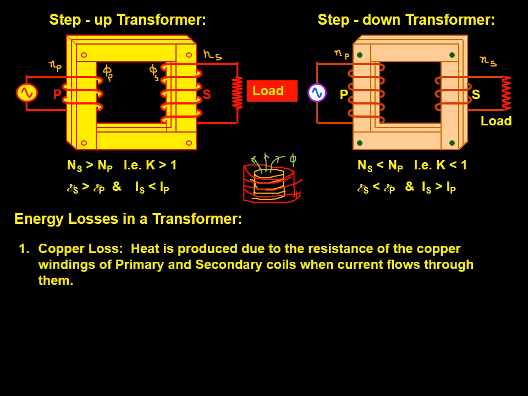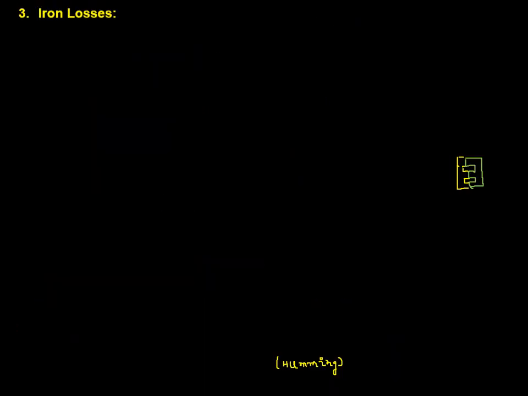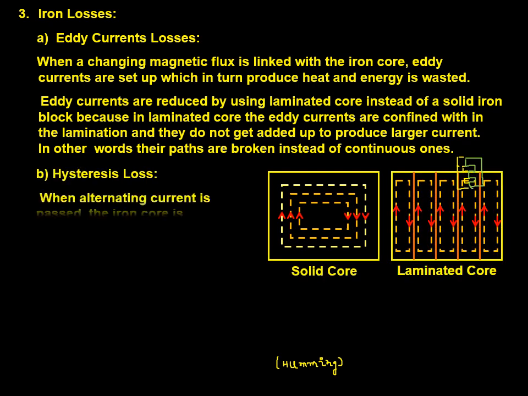So these are step up and step down transformers. There are some energy losses. In the step up transformer, what happens? NS is greater than NP, and in the step down transformer, NS is less than NP. Okay, some losses of current.